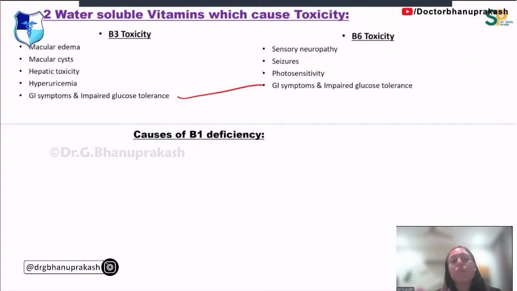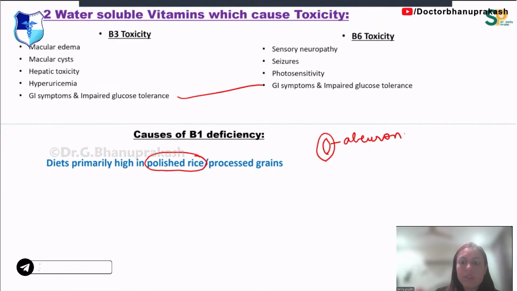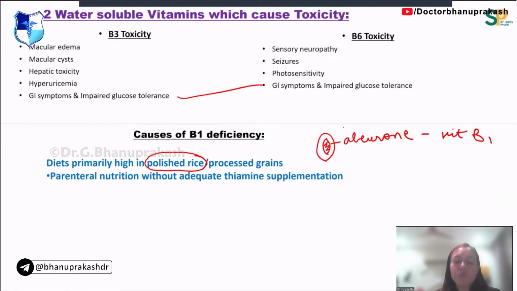Okay. Now coming to the next very important point, frequently asked, causes of B1 deficiency. So diet primarily rich in polished rice. If polished rice is written in the question, you can quickly go for B1 deficiency, or any processed grain, because the outer aleurone layer of grains is rich in vitamin B1. If processed grains are used, then B1 deficiency will occur. Okay. Then parenteral nutrition without adequate B1 supplementation.